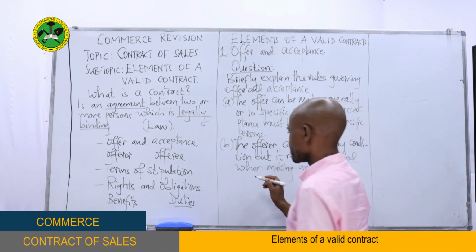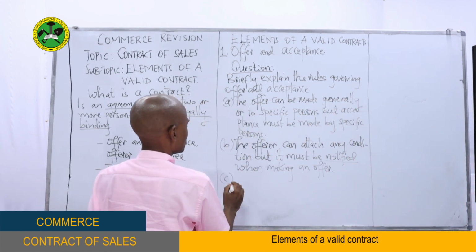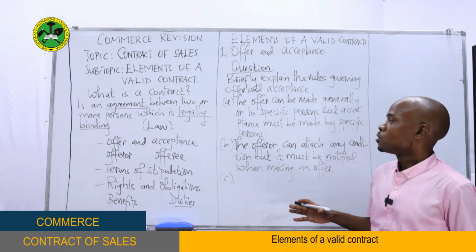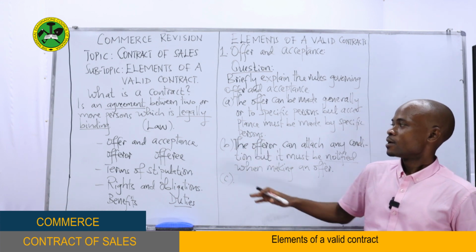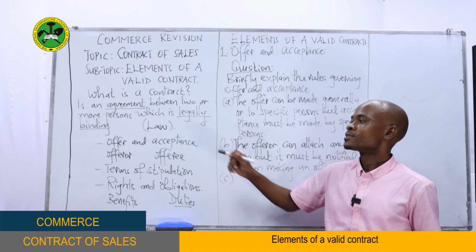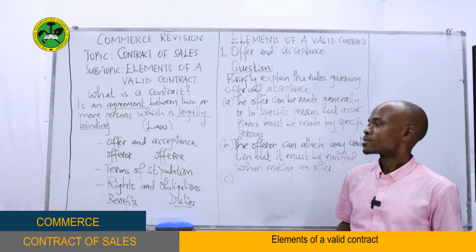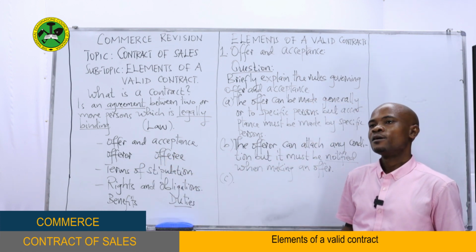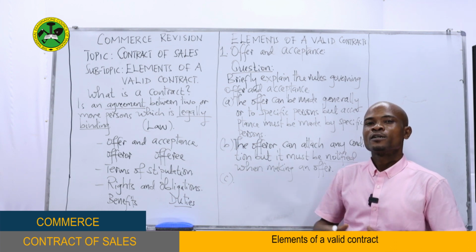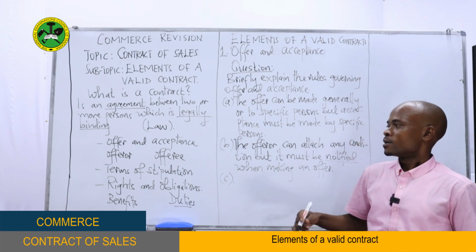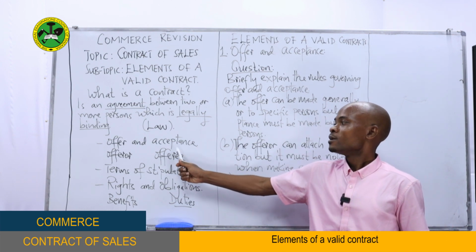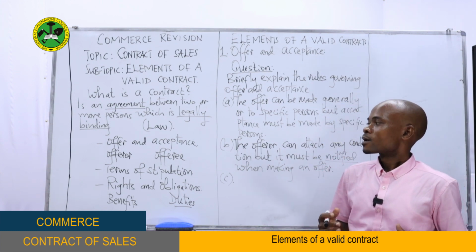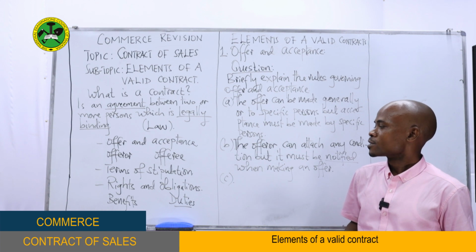The third one is that usually no contract can exist until the other side has accepted. So there is no contract when the offerer has just made an offer and he assumes that he is already in a contract. It cannot be that way until another person has accepted. That is when it will be counted as a contract.